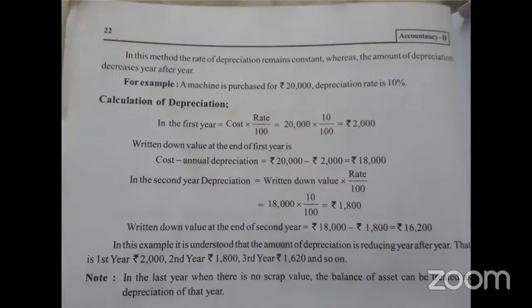Okay, you can observe that the amount of depreciation decreases every year. First year it is 2,000, second year 1,800, and third year 1,620. In the example, it is understood that the amount of depreciation is reducing year after year. Like that, for every year, the amount of depreciation will change.